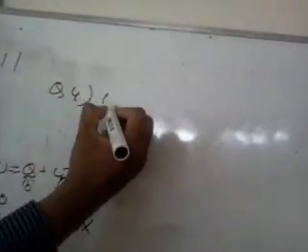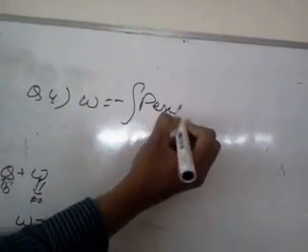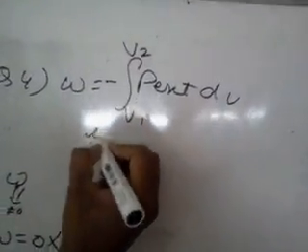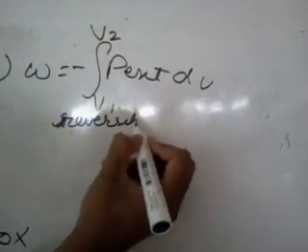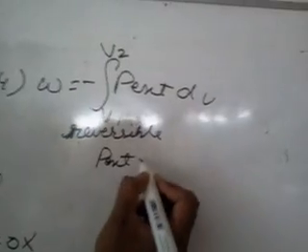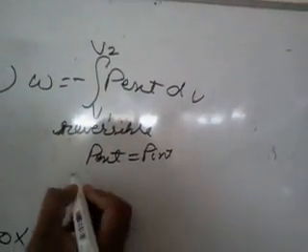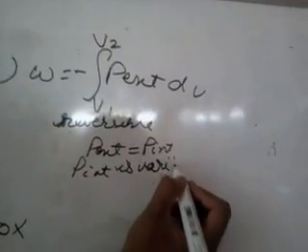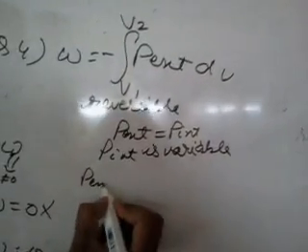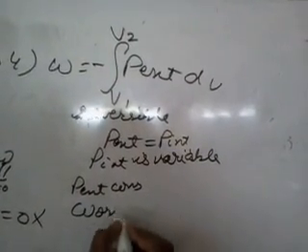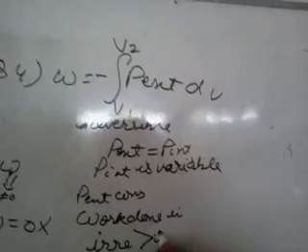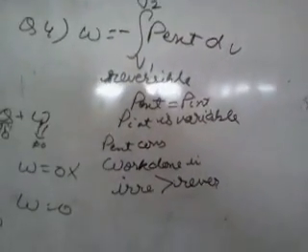Question number 4. Work done is equal to P external into dV from V1 to V2. If the process is a reversible process, P external is substituted by P internal, and we can say P internal is variable. It is a property of gas, unlike in an isobaric process, since P external is constant. Work done in irreversible is always greater than work done in reversible process.